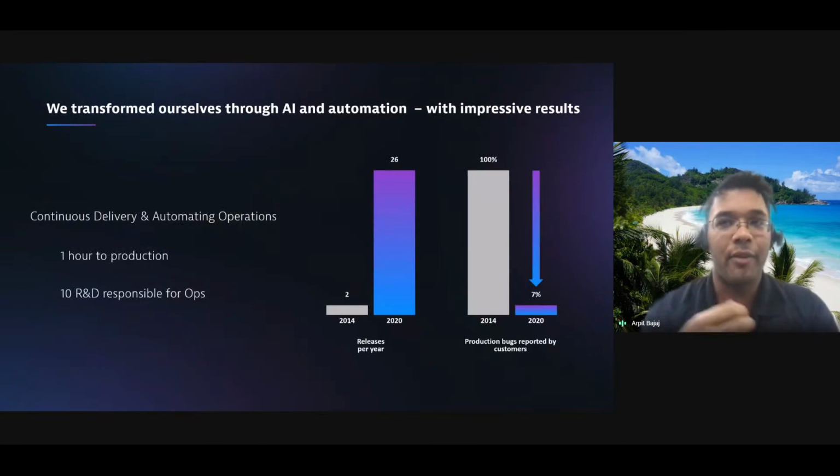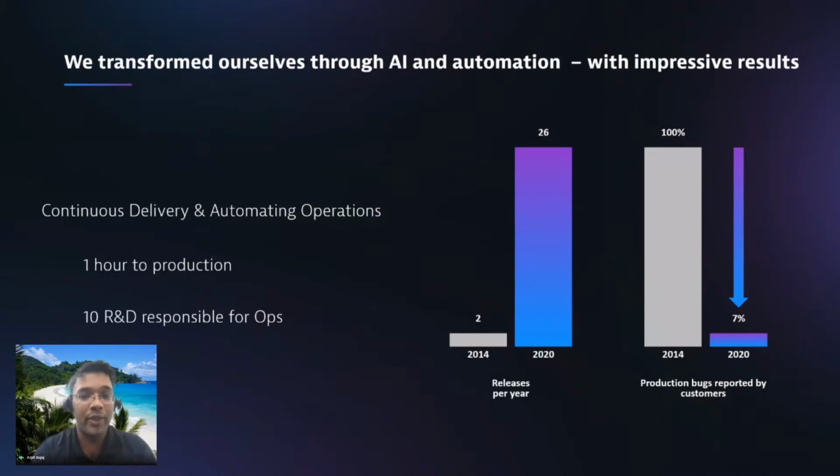Now, in saying that, Dynatrace was similar back in 2014. We used to have 2 releases a year, but we've actually transformed ourselves through AI and automation with impressive results. So basically, through the power of Dynatrace, we've gone from around 2 releases a year back in 2014 to 26 releases in 2020. So that's a release every 2 weeks. And we've improved our speed to production to less than 1 hour. So that's resulted in an increase in daily deployments from 0 to 5,000.